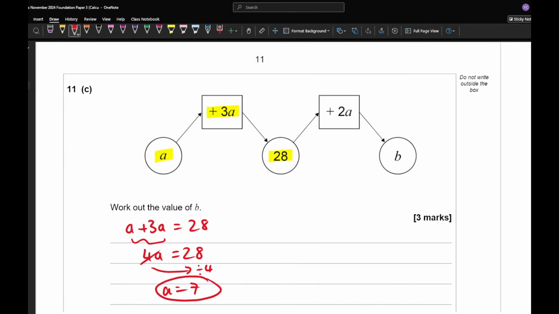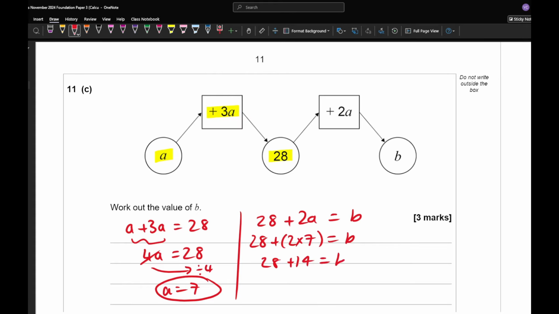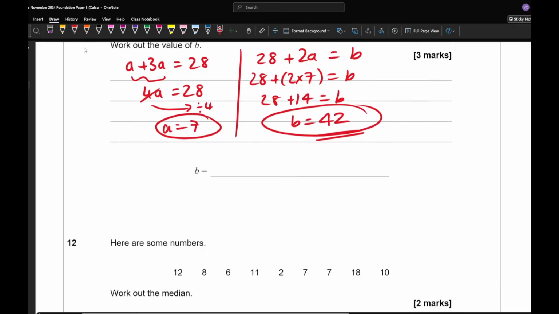Then with 28, I do 28 plus 2a, and that equals b. Well, I've just worked out what a is, which is 7. So that's going to be 28 plus 2 lots of 7 equals b. So 28 plus 14 equals b. And so b is going to be an answer of 42. And there is my answer for b.